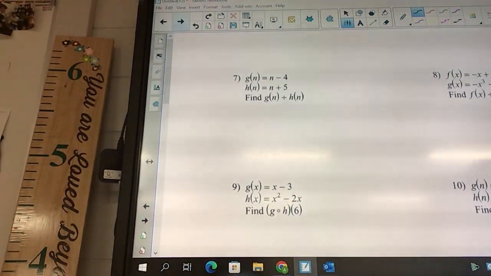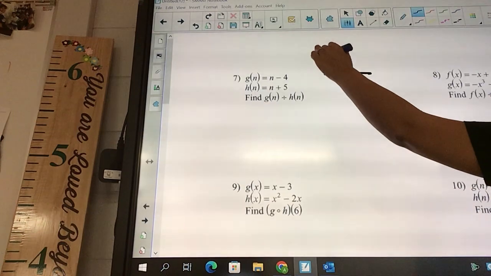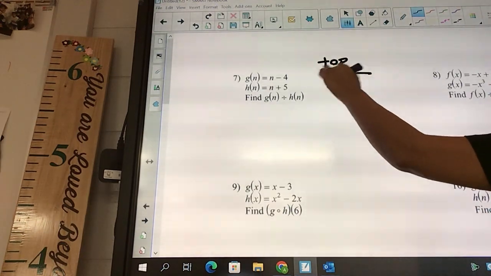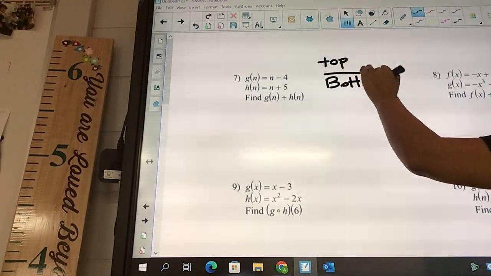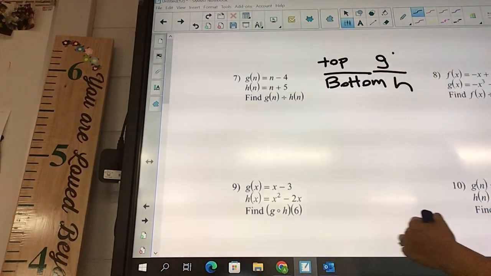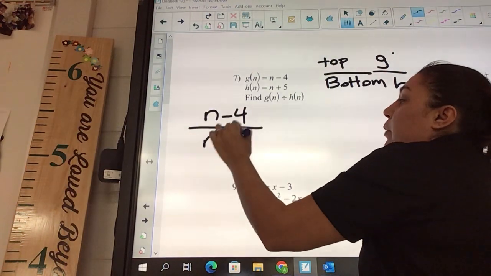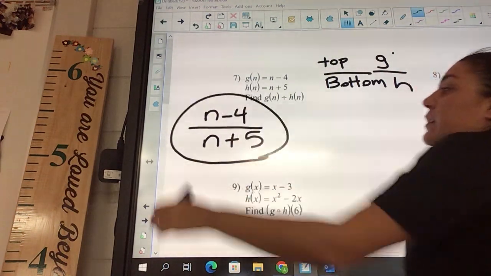Okay, the next one on here is about dividing. So it's really just the top one, and then you put the bottom one where it goes. In this case it is going to be g over h. My g function is n minus 4 over n plus 5. And so this is done.